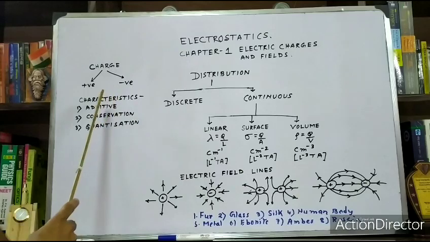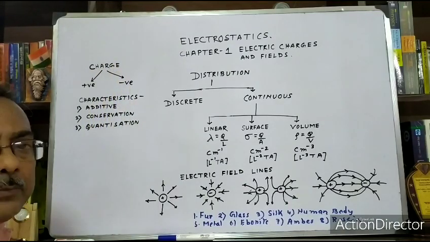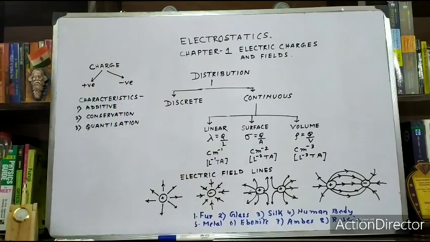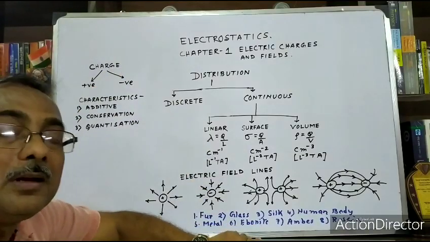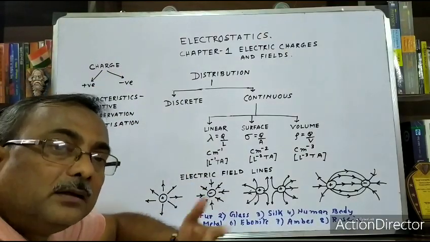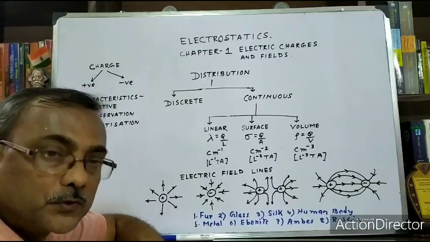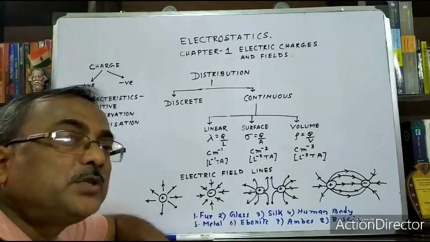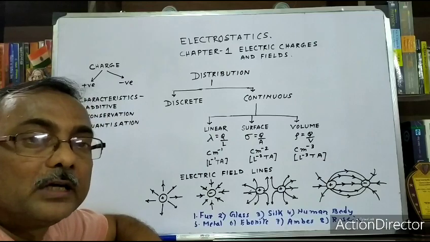Now here, look, I have divided the types of charge into 2 groups. One is positive, the other is negative. Negative charge takes place when in a body there is an excess of electrons, whereas positive charge takes place when there is a deficiency of electrons.